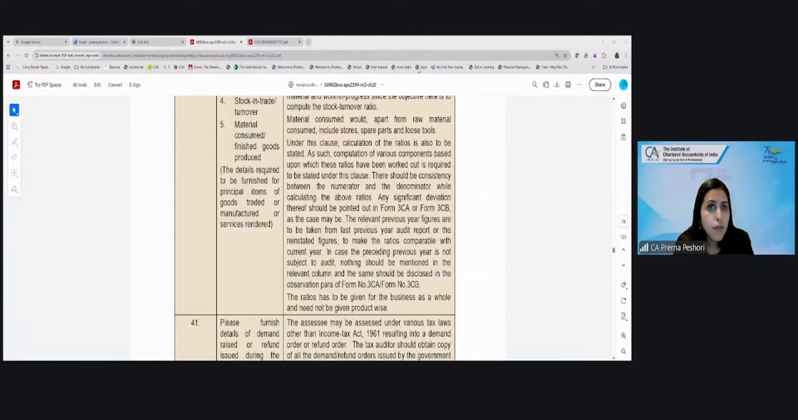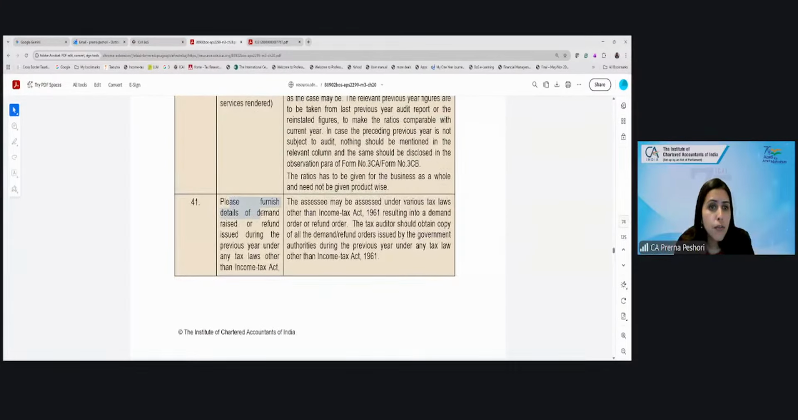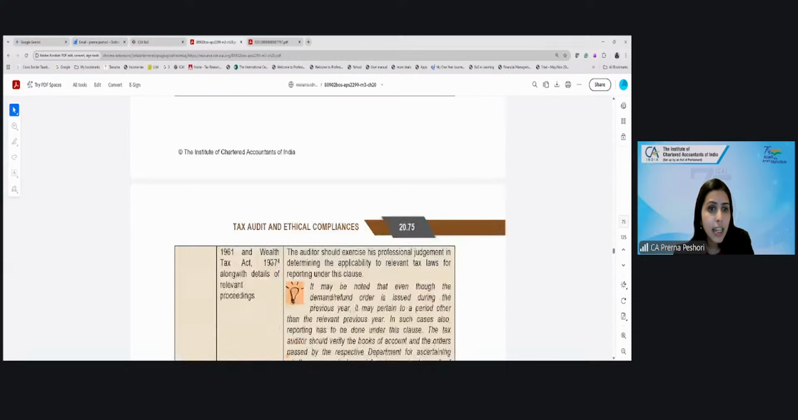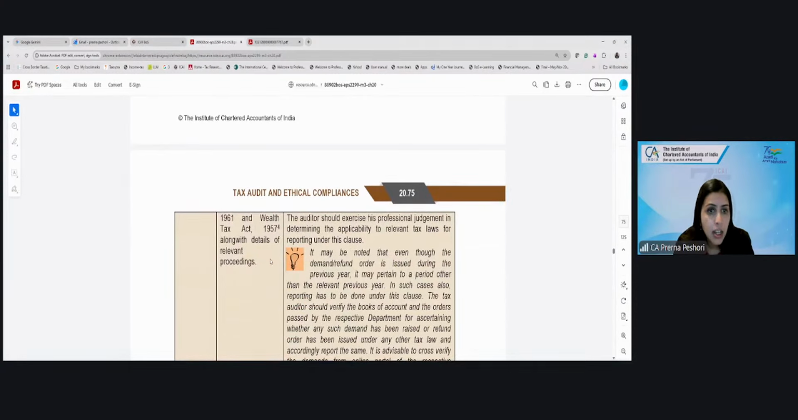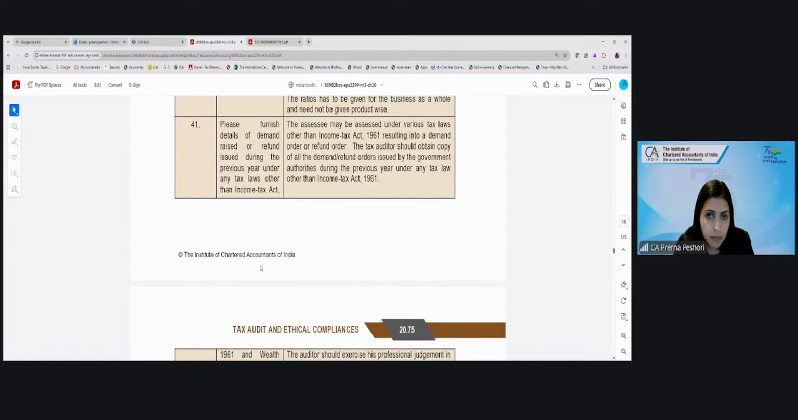So basis that, you have to just put the ratios over here and for both the years. Next is, please furnish details of demand raised or refund issued during the previous year under any tax laws other than the Income Tax Act and the Wealth Tax Act, along with the details of the relevant proceedings.